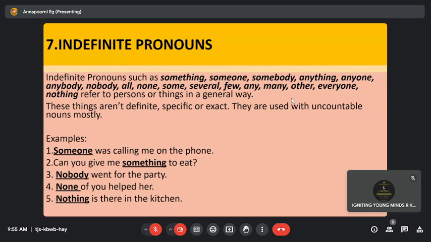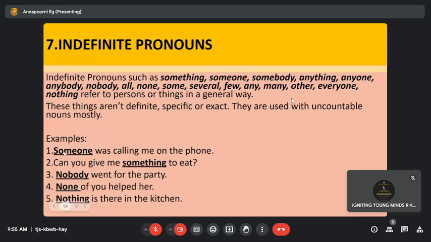Okay, so like this, some, several means many, a lot, few, any, many, other, everyone, nothing, etc. are all indefinite. So these things are not definite, specific, or exact. They are used with uncountable nouns mostly. Countable nouns के साथ भी यूज करते हैं, but ज्यादा हम uncountable nouns के साथ यूज करते हैं.